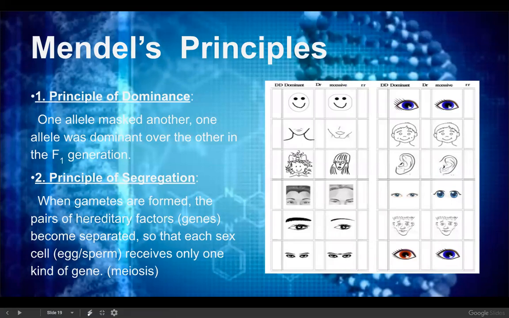So principle of dominance, one allele masks another. One allele was dominant over the other in the F1 generation. Principle of segregation, when gametes are formed, the pairs of heredity factors or genes become separated so that each sex cell, egg and sperm, receives only one kind of gene. That happens during meiosis. And that is it.